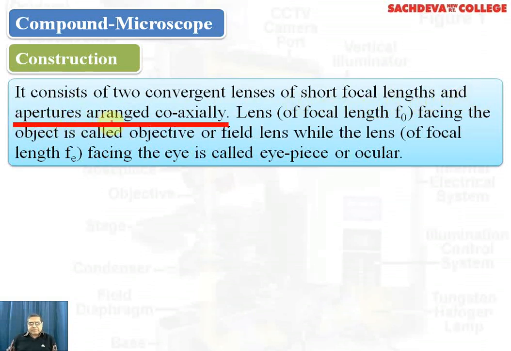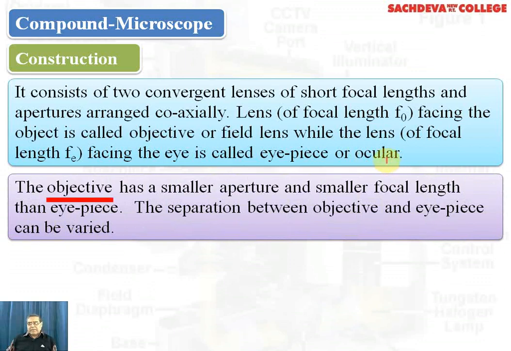Aperture means the curved surface, arranged coaxially, that is on the same axis. The focal length f0 means the focal length of the objective. The lens facing the object is called the objective or the field lens. While the focal length fe, the focal length of the eyepiece facing the eye, is called the eyepiece, and the alternative name is ocular. For eyepiece, normally in optics we use ocular or eyepiece.